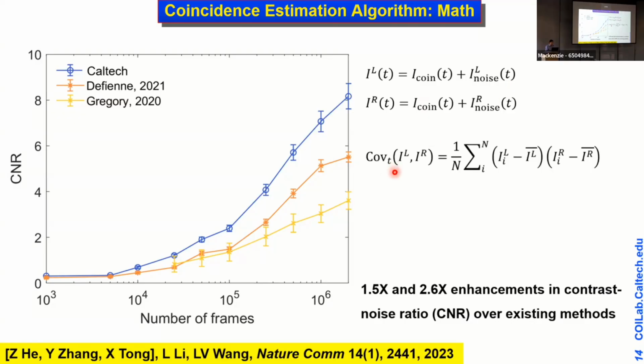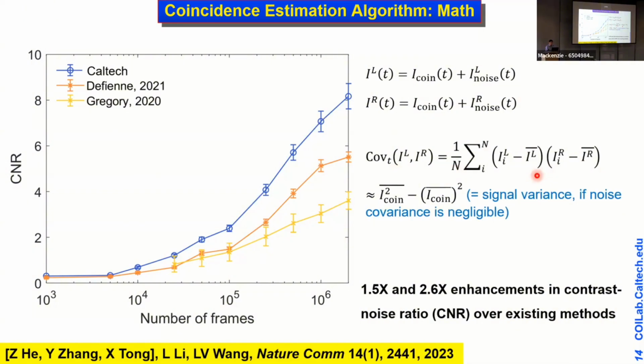So we ran the covariance. You can write down the covariance equations. Now it turned out the noise covariance is negligible. So this is good news. We can recover approximately the signal variance. As we know, for Poisson distribution, the variance is equal to the mean. So this allows us to recover the mean. That's exactly the coincidence count we want. And this algorithm works better in our detection condition by 1.5 or 2.6x relative to the previous algorithms.